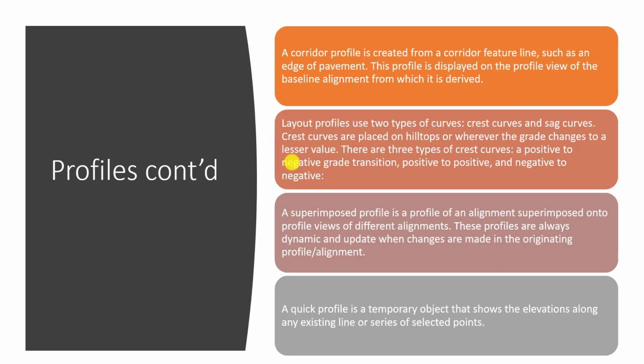A corridor profile is created from a corridor feature line, such as an edge of pavement. This profile is displayed on the profile view of the baseline alignment from which it is derived. Layout profiles have two types of curves: crest curves and sag curves. We won't get too much into the layout profiles or the curves, but we will get into the superimposed profile, which is a profile of an alignment that is superimposed onto a profile view of a different alignment. So these profiles are always dynamic and update when changes are made in the originating profile or alignment.